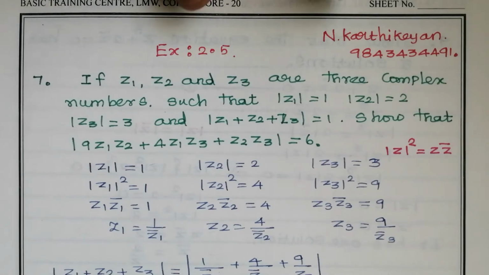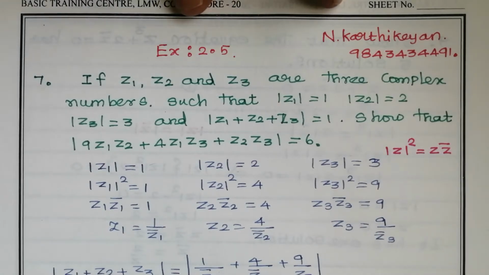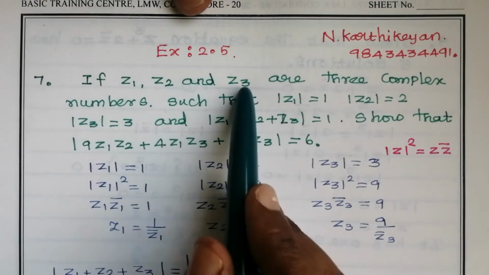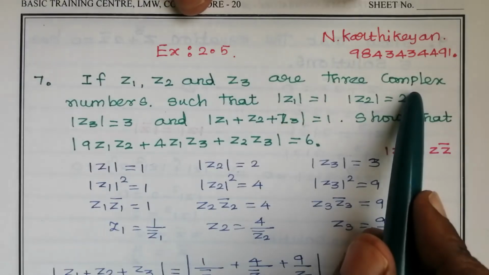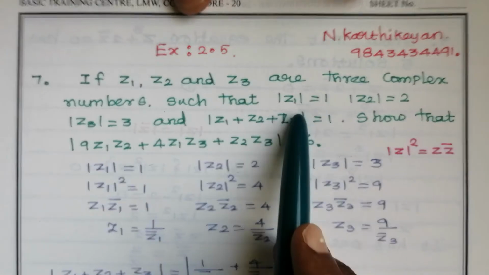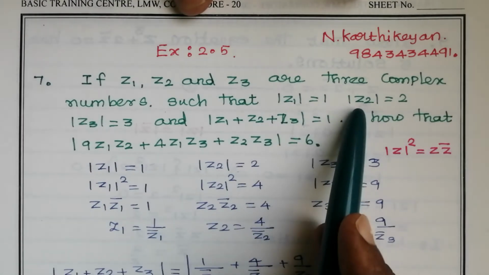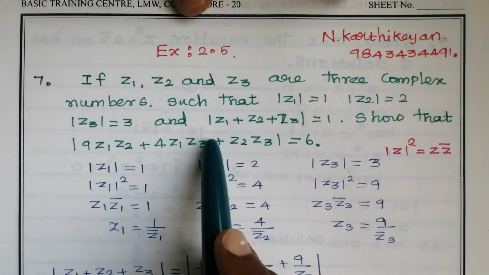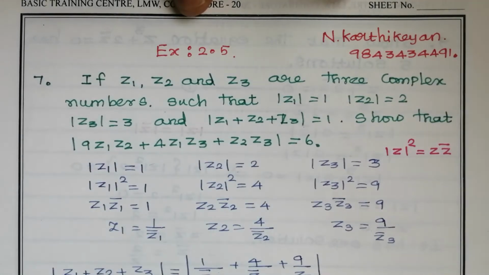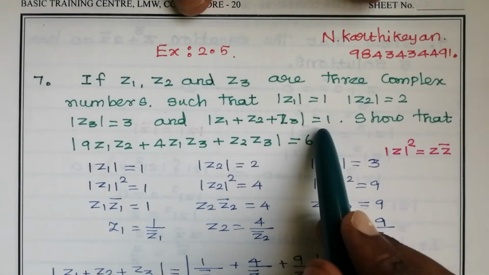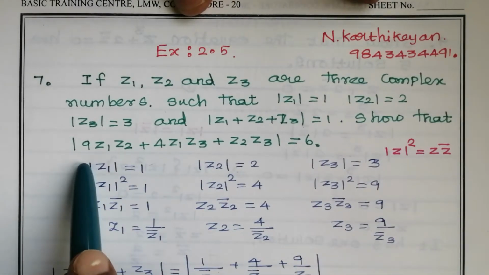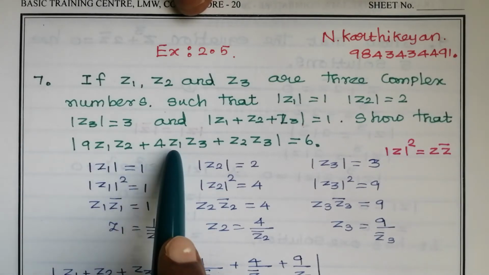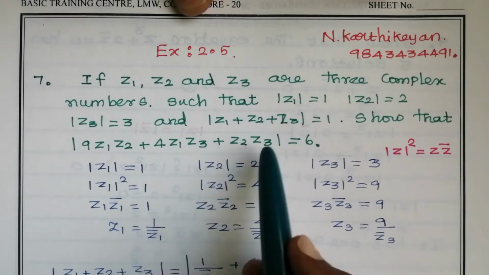Hi, now we are going to discuss exercise 2.5, the seventh question. If Z1, Z2 and Z3 are three complex numbers such that modulus of Z1 equals 1, modulus of Z2 equals 2, modulus of Z3 equals 3, and modulus of Z1 plus Z2 plus Z3 equals 1, then show that modulus of 9 Z1 Z2 plus 4 Z1 Z3 plus Z2 Z3 equals 6.